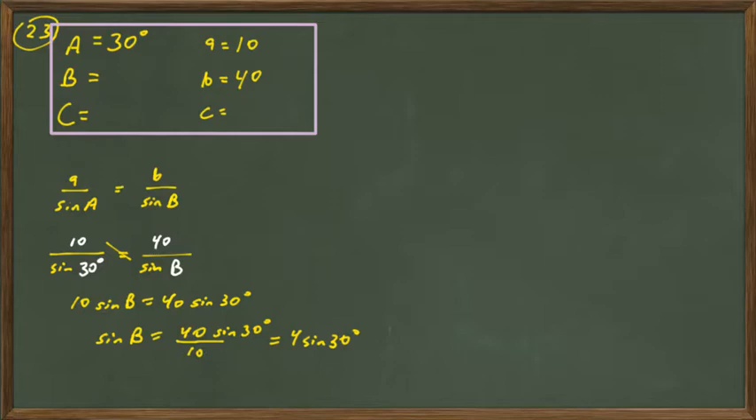Give me 1 second. Let me make sure I wrote this right. Okay, A is 10, angle's 30. B is 40, I need to know angle B. 10 times sine B, 40 times sine 30. Then you would divide by 10. And I get this to equal 2.